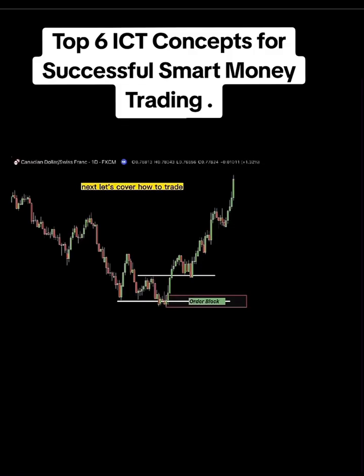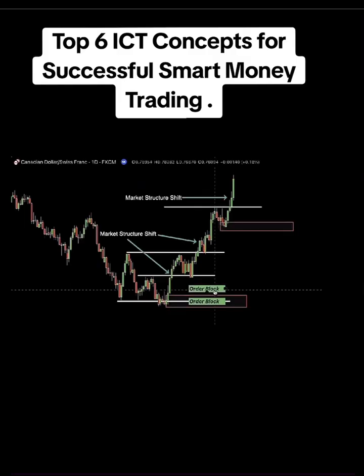Next, let's cover how to trade a bullish market structure shift. When the market shifts from bearish to bullish, the objective is to catch the reversal while using displacement, fair value gaps, and order blocks to optimize trade entries. Here's the step-by-step process to trade a bullish market structure shift.